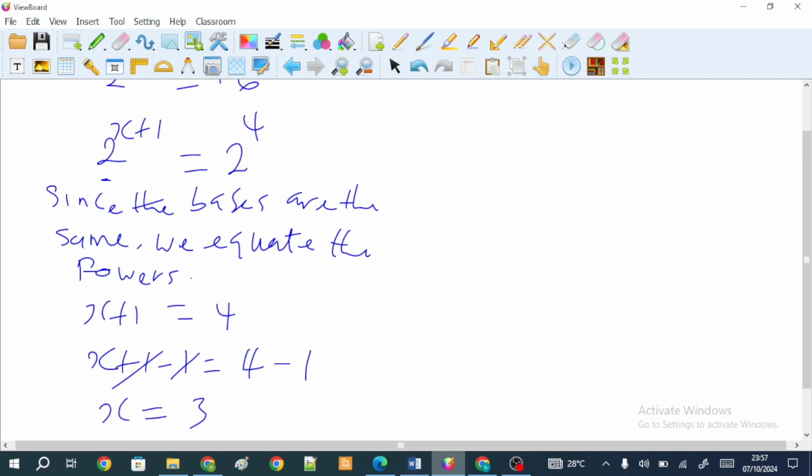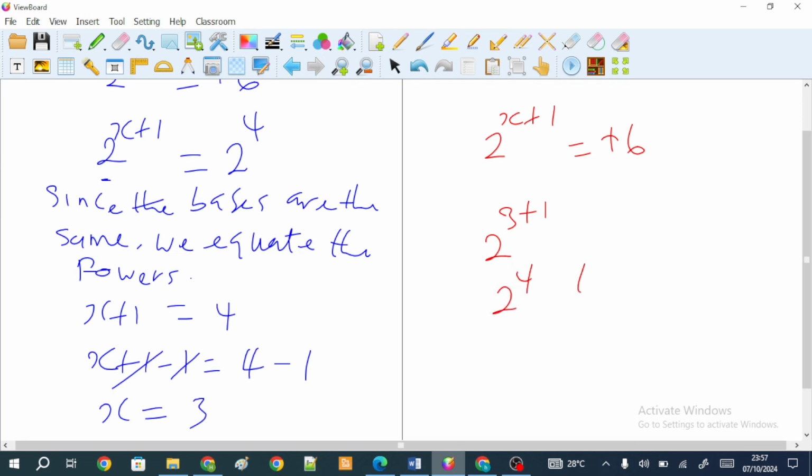You can always confirm if your answer is correct. If we have 2 raised to the power x plus 1 is equal to 16, and x is equal to 3, I'm going to have 2 raised to the power 3 plus 1. 3 plus 1 is 4, so I have 2 raised to the power 4. What is 2 raised to the power 4? 16. You can see 16 on the left hand side is equal to 16 on the right hand side. So that shows us that the answer is correct. You can always check if your answer is correct.